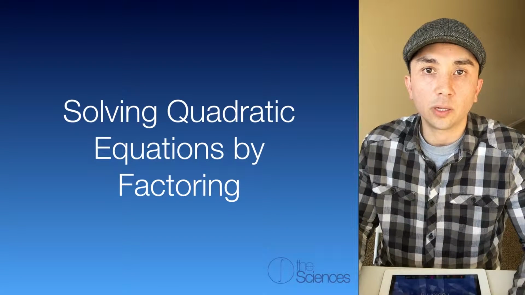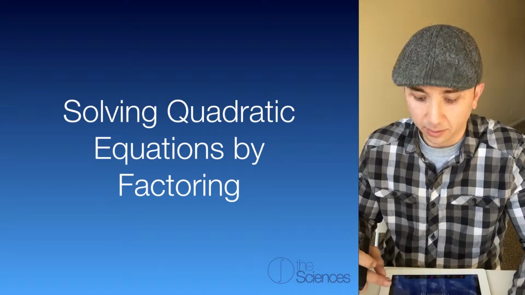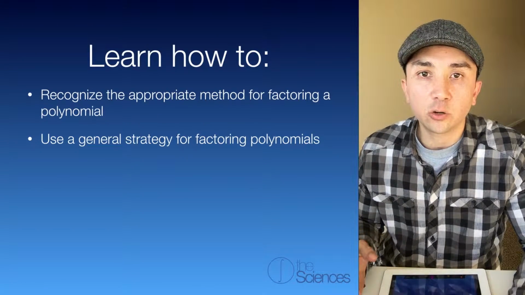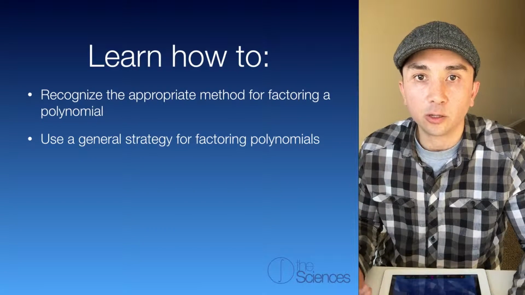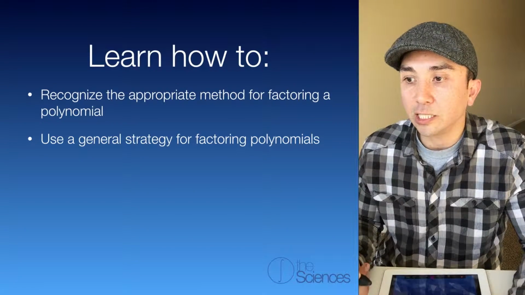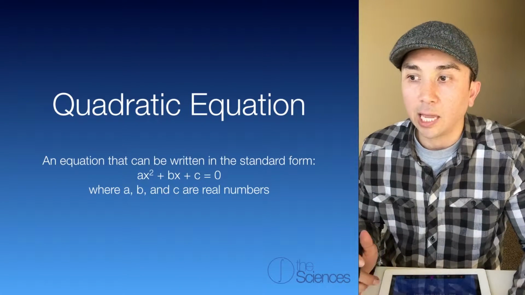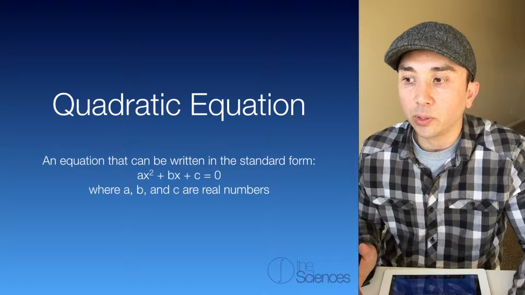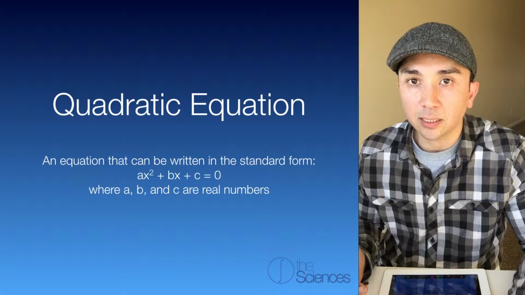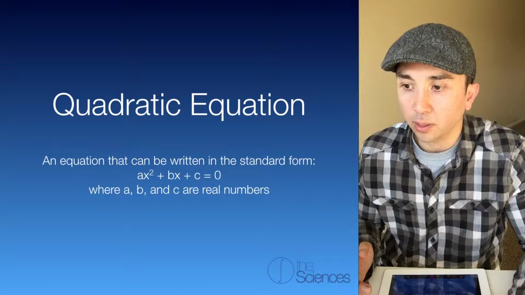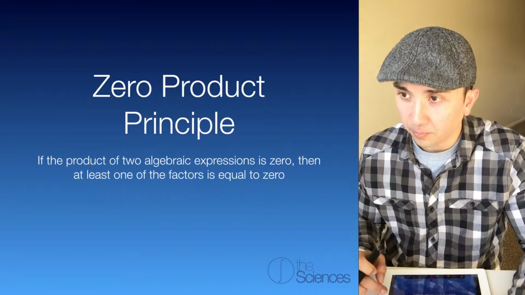Hi, in this tutorial, we're going to be going over solving quadratic equations by factoring. So in this tutorial, you'll learn how to recognize the appropriate method for factoring a polynomial, and how to use a general strategy for factoring polynomials. A quadratic equation can be written in the standard form ax squared plus bx plus c equals 0, where a, b, and c are real numbers.